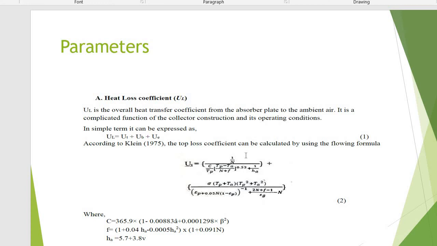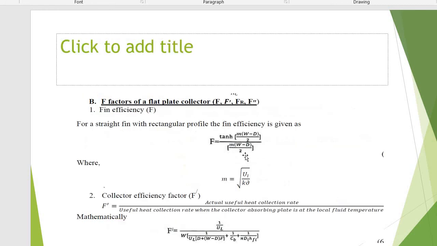The first parameter is the heat loss coefficient, UL. It is the overall heat transfer coefficient from the absorber plate to the ambient air. It is a complicated function of collector construction and its operating conditions. In simple terms, it can be expressed as UL equals UT plus UV plus UE. From this formula, we can calculate the heat loss coefficient.